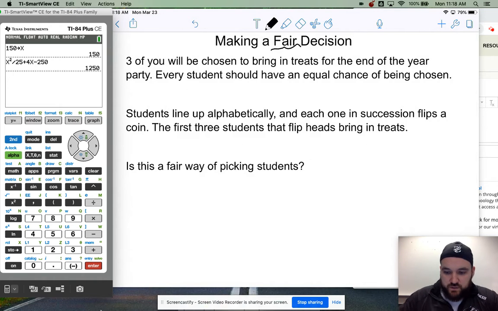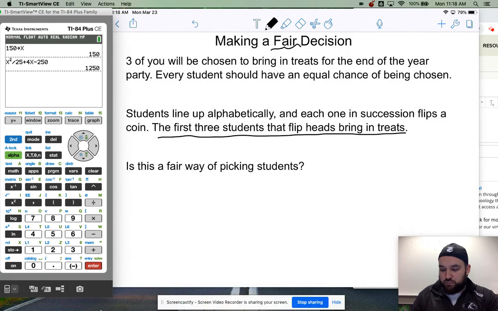picked. Students line up alphabetically, and each one in succession flips a coin. So 35 students each have a coin. The first 3 students that flip heads bring in treats. And the question is, is that a fair way of picking a student? And if you want, pause real quick, think about it, and see if you can come up with an idea and an explanation as to why. I'm going to argue that this is not fair because of this right here.